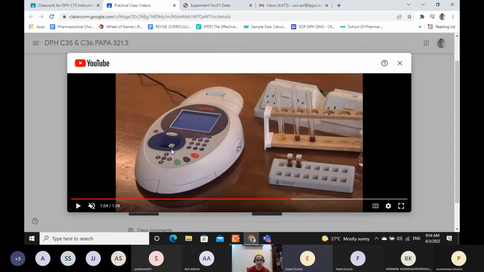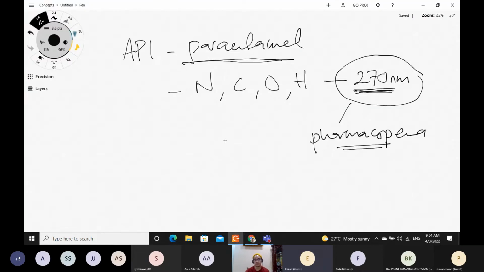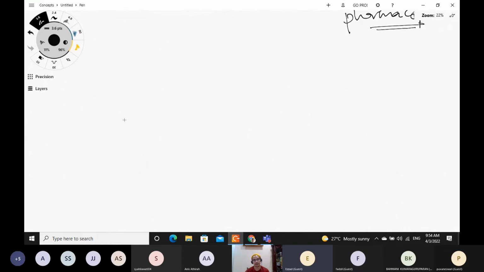So at the other end of the cahaya, katakanlah kat sini ada lampu. So dia akan pancarkan, dia akan tembak this cuvette with the solution. So at the other end, kat sini ada macam satu detector. Dia akan detect the light that passes through the cuvette. So dia boleh measure berapa banyak cahaya yang diserap. Okay, so this is our light source.